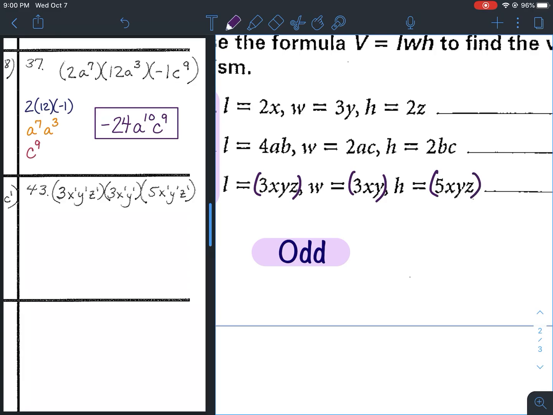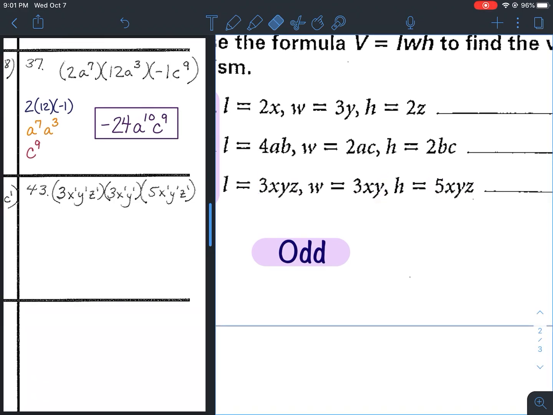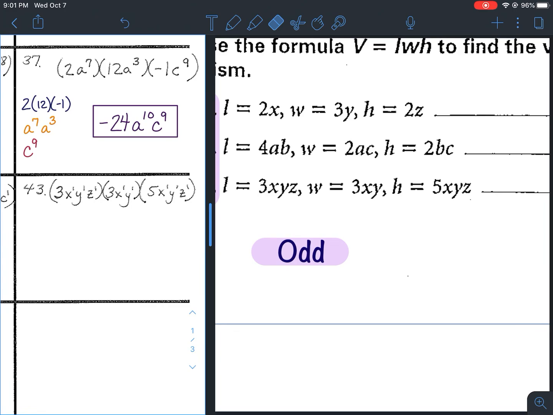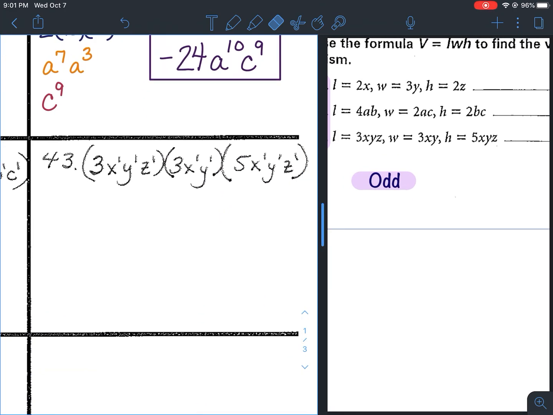So if you look at 43 on the block paper, I wrote those down side by side because I'm multiplying length times width times height. And I already put the ones in that I needed. So like each variable term needed a 1 as an exponent. So I did that over here. Okay, so to the block paper. I'm going to start by grouping my coefficients.